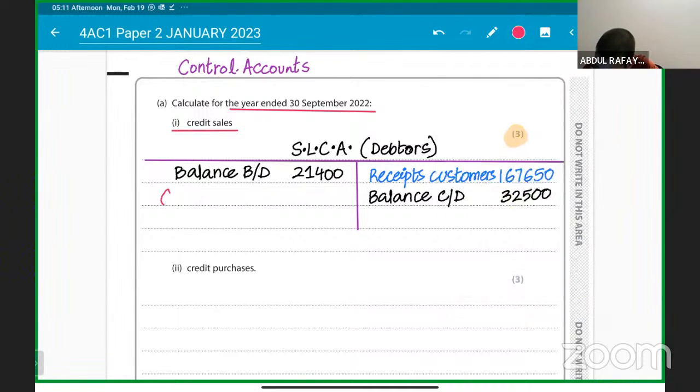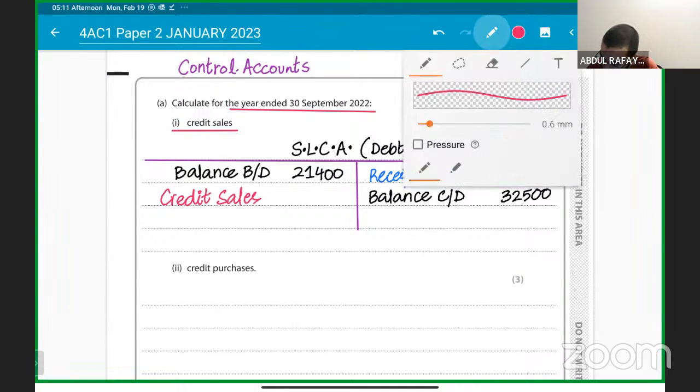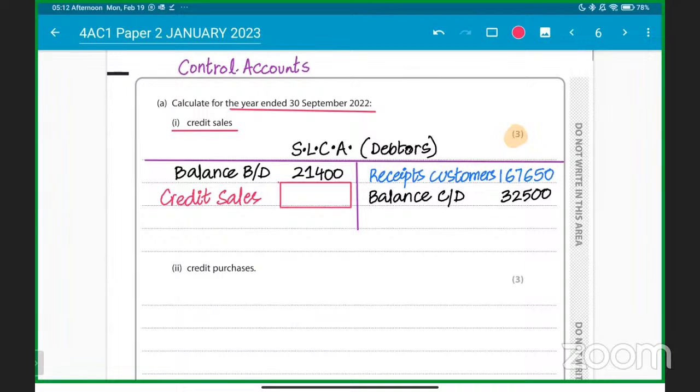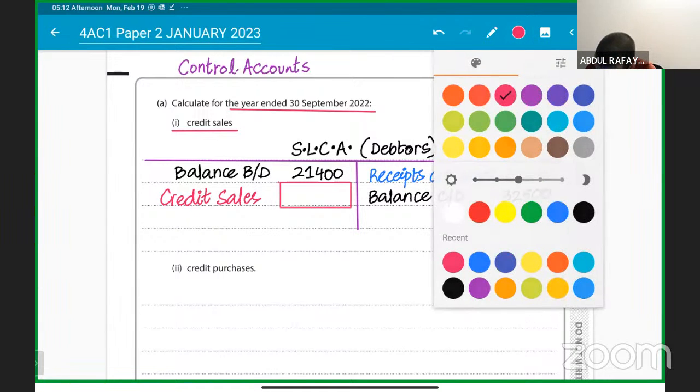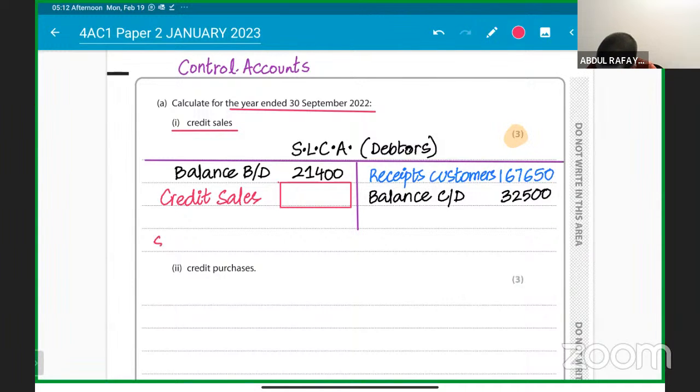On the debit side, that will be called the balancing figure as well. Understood with me? So just add them and subtract and get the final answer. You can do it here as well: 167,650 plus 32,500 minus 21,400. That is what we need.